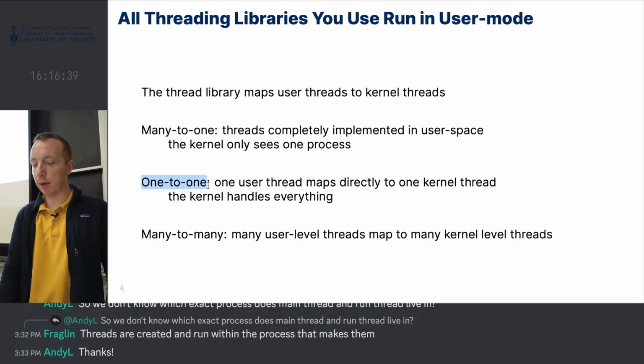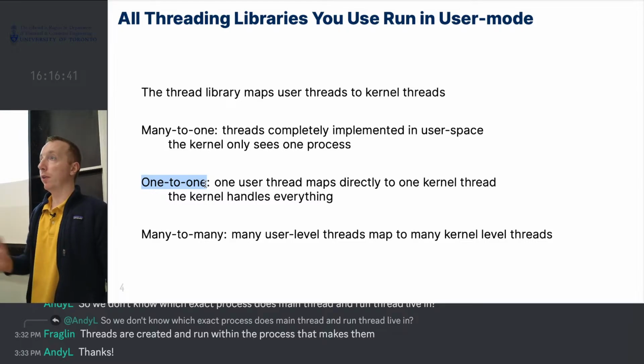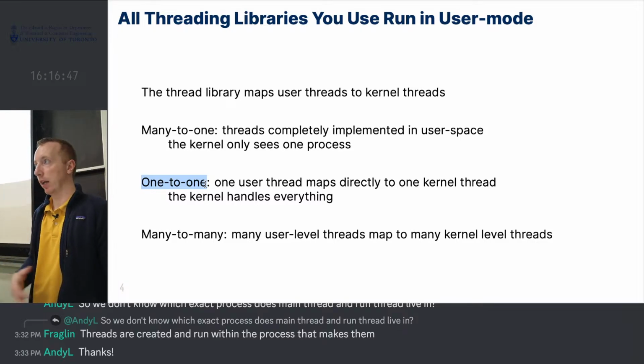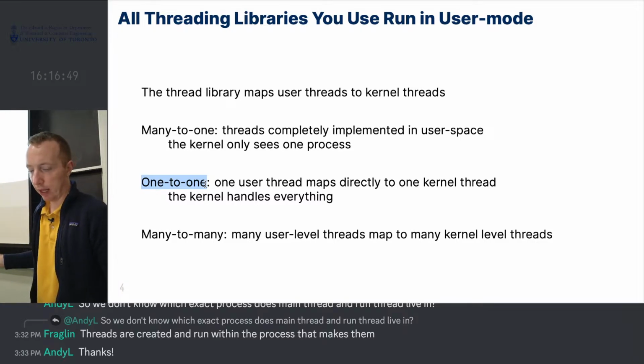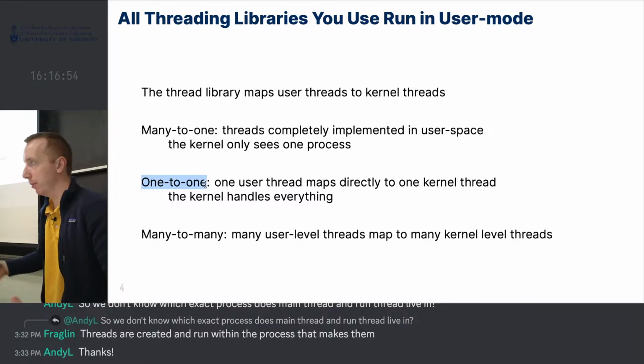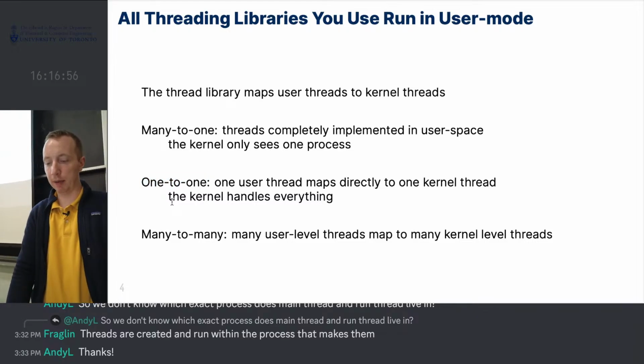If you do a one-to-one mapping, that means one of your user threads maps directly to a kernel thread, and the kernel handles all the scheduling, allocating a stack, everything like that, and you just use it. It just, under the hood, would have to do some system calls, which might be a bit slower.